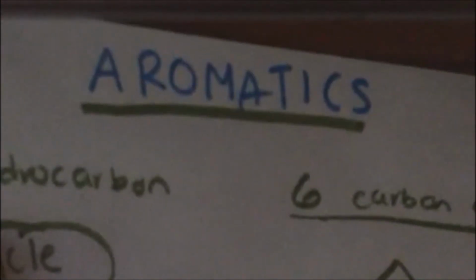Okay, now let's talk about aromatics. First, what is an aromatic? An aromatic is a hydrocarbon in the form of a cycle which has 6 carbon atoms. This cycle with 6 carbon atoms is called a benzene ring. And the benzene ring is the simplest form of an aromatic. Okay, we know what an aromatic is.